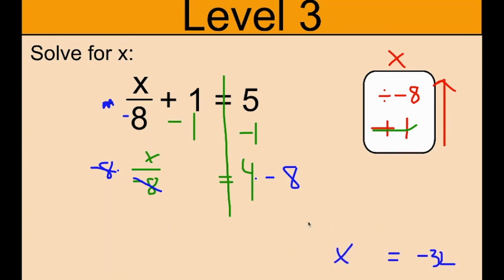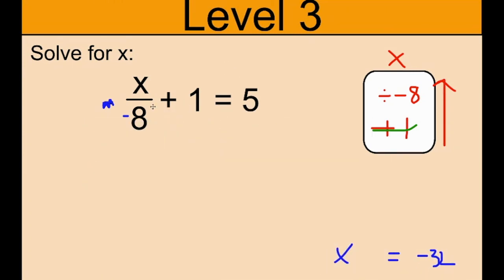So let me move this over here and let's double check. I'm going to go ahead and replace the x with -32, just to check my work. So I've got that was not pretty. -32, I got a negative in front of this fraction, divided by 8, plus 1 equals 5.